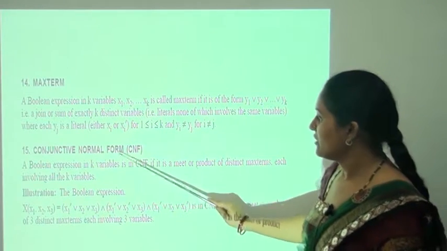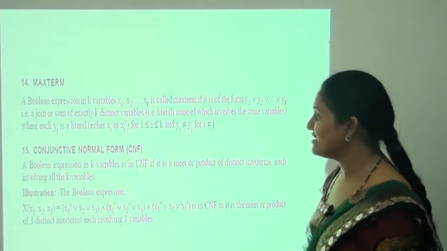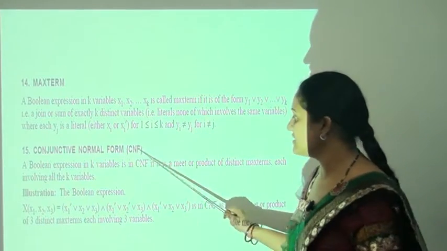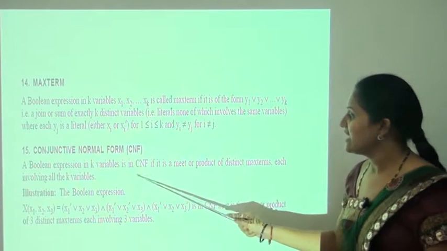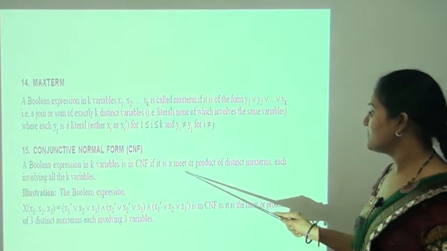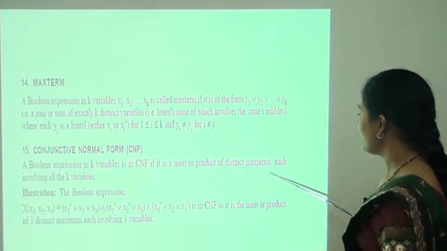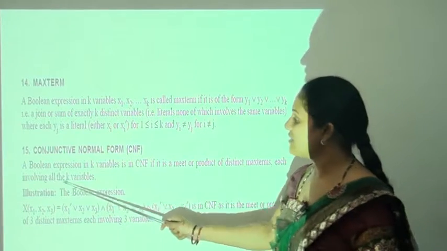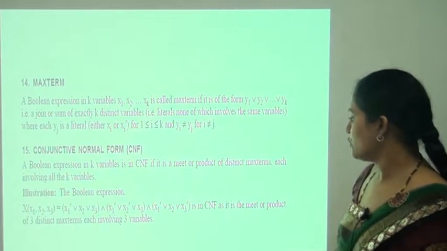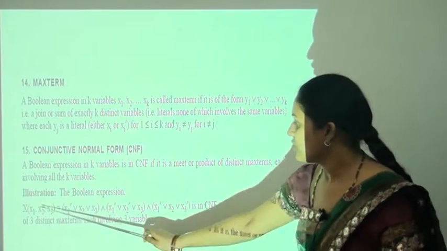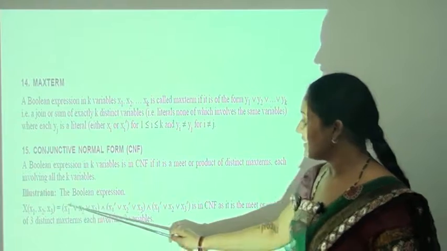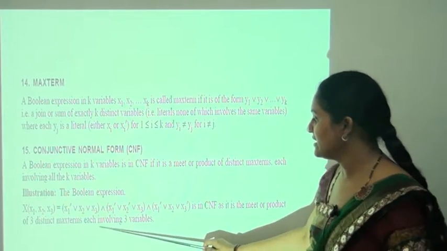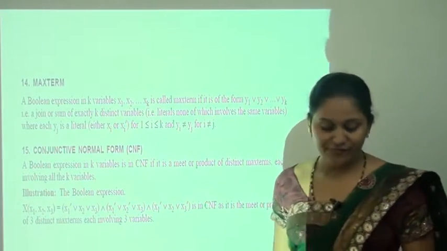So what is the conjunctive normal form, or CNF? That was DNF, and this is the CNF. A Boolean expression in k variables is in CNF if it is a meet or product of distinct max terms, each involving all the k variables. So for this, there are only 3 distinct elements involving the 3 variables.